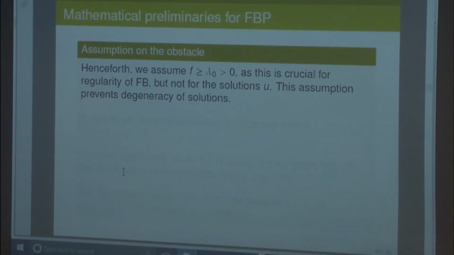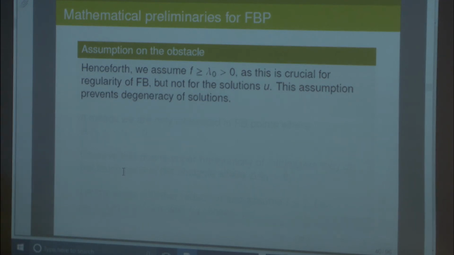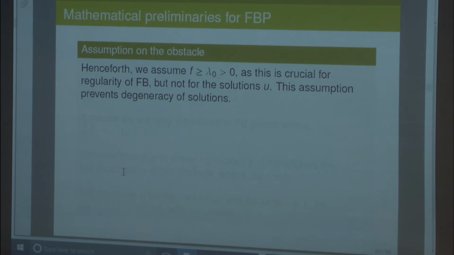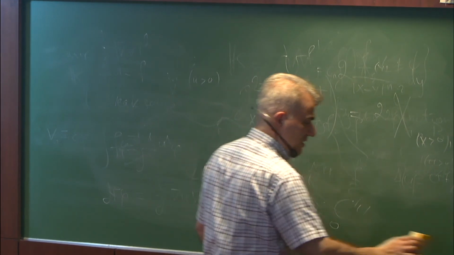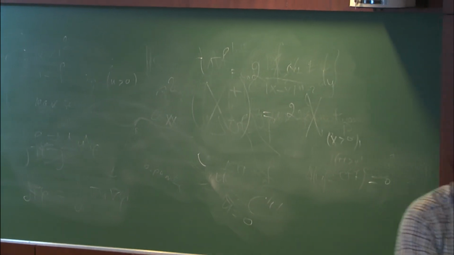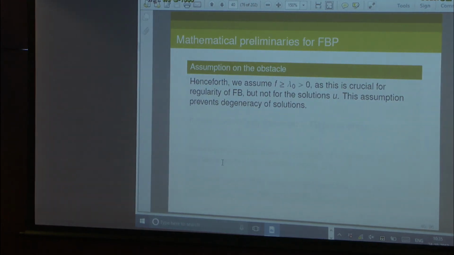What do I want to prove now? Okay, some assumptions. From now on, I'm going to look at the function f, the right-hand side, which is strictly positive. I will actually assume it is 1. The reason for this is the following. You remember what f is. F is minus Laplacian of psi.